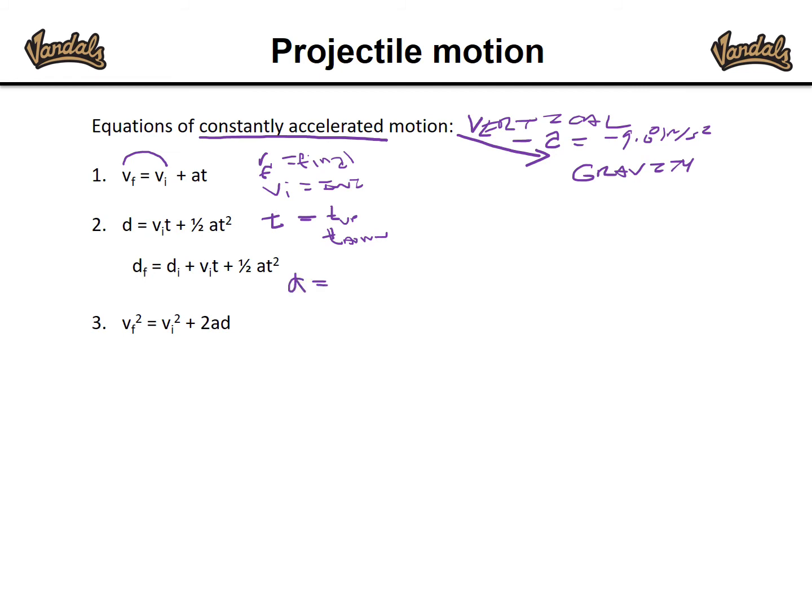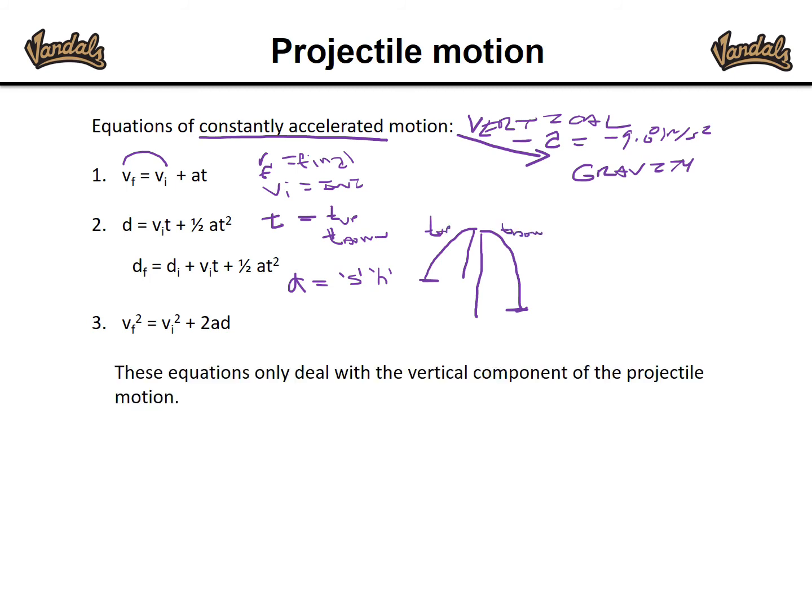D is interesting because D can be seen as S or it can be seen as H. Essentially it's the height from wherever the projection begins to the apex, or it's the apex down to wherever it lands. So it's this distance on the parabola. And again, this is the T up part of the parabola, T down part of the parabola. Okay, so the important part is these equations only deal with the vertical component of projectile motion. And we'll talk more about VI and VF and how to calculate those in a second.